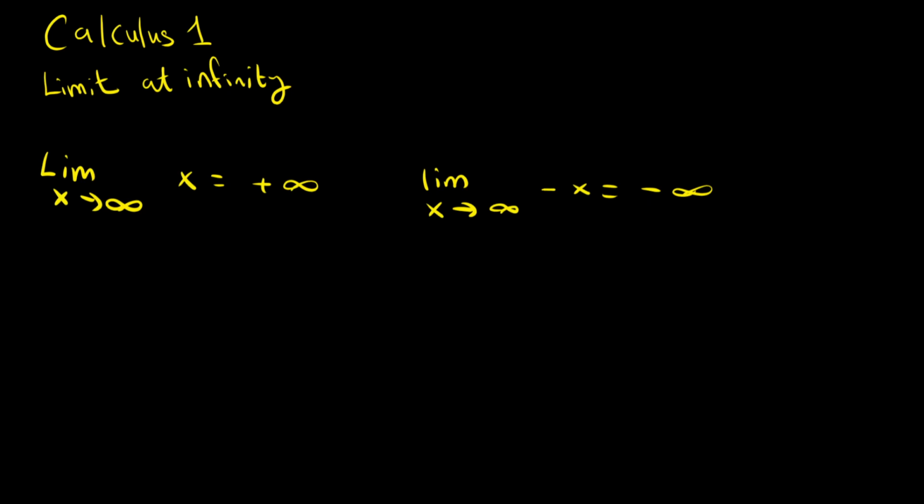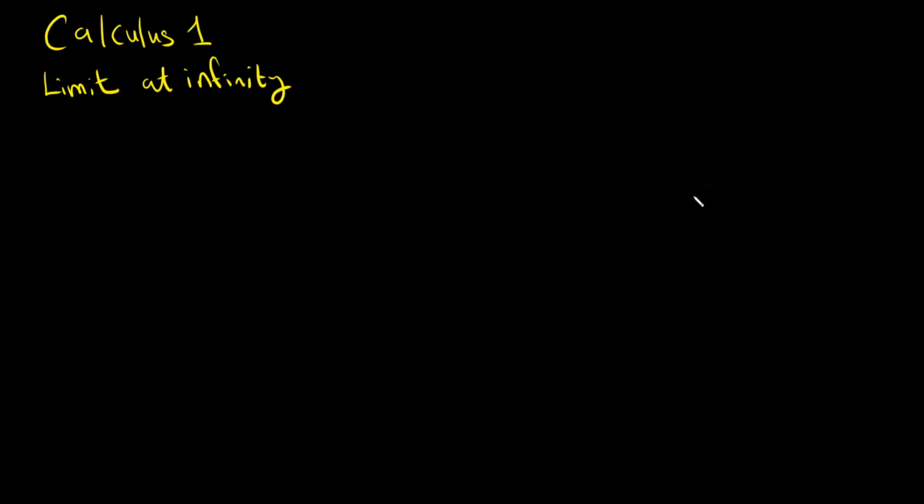Alright, now that you are more familiar with this, let's do another example. This time I'm going to do the limit as x approaches infinity of 1 over x. You can take a guess what this is going to be. What is my answer right here? My answer is going to be 0.